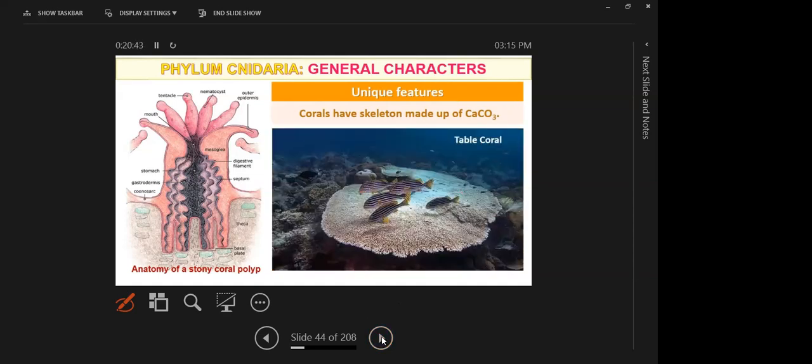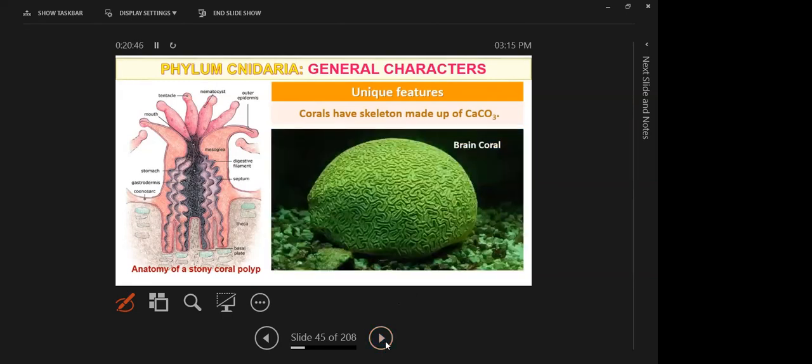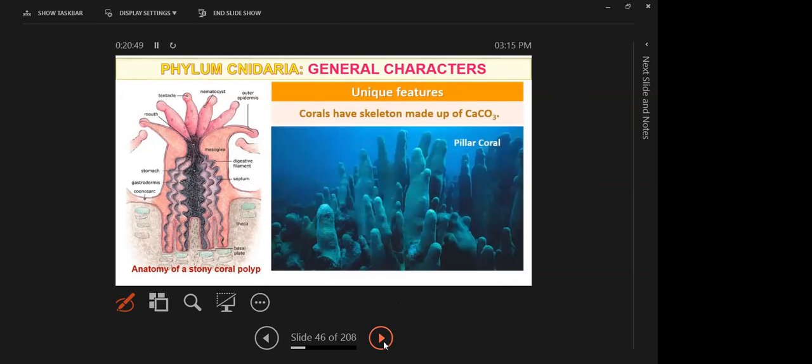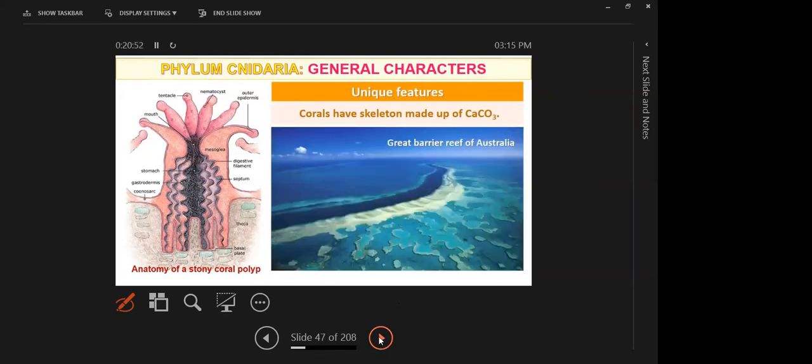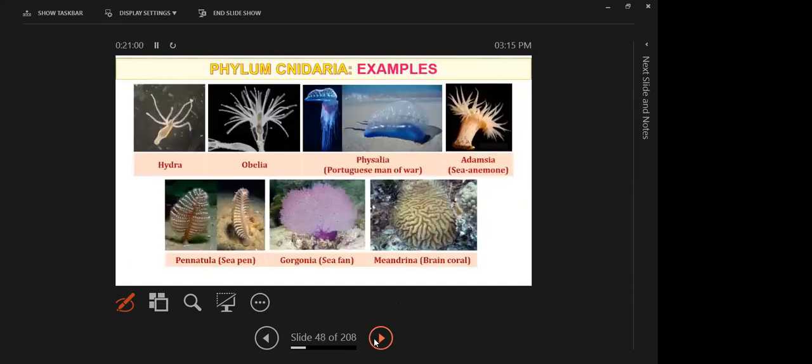So this is a table coral, rain coral, pillar coral, and coral is made up of calcium carbonate, and this is the Great Barrier Reef of Australia. Lots of corals are there. Hydra, Obelia, Physalia, Portuguese man of war. This is there in your textbook. Adamsia, sea anemone. Pennatula, that is sea pen. Gorgonia, sea fan. Meandrina, brain coral. All these are from the NCERT textbook. Pictures are real. I mean, they're not pictures, photos.